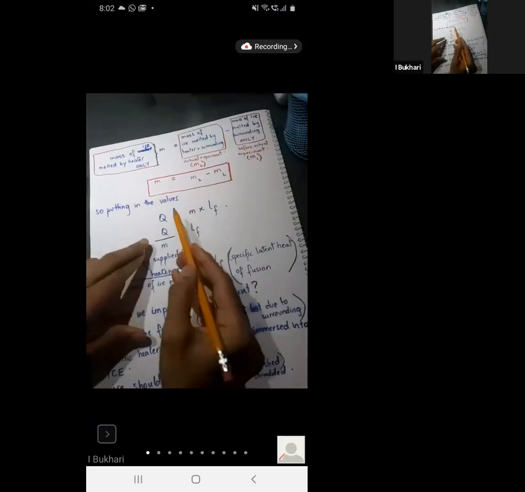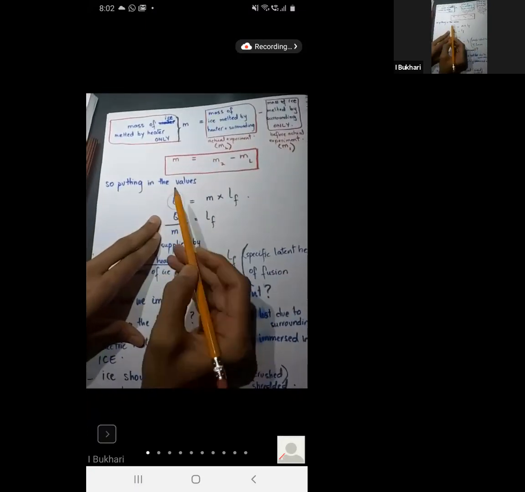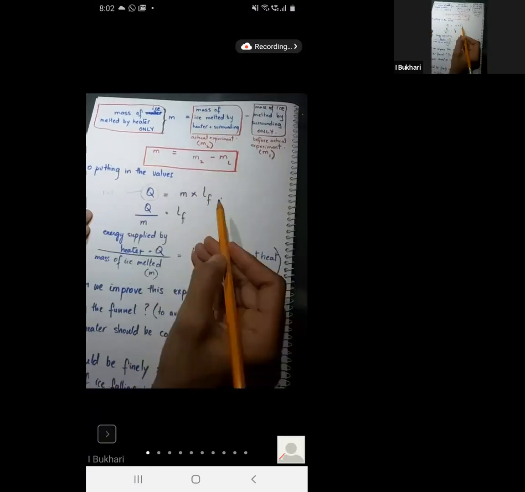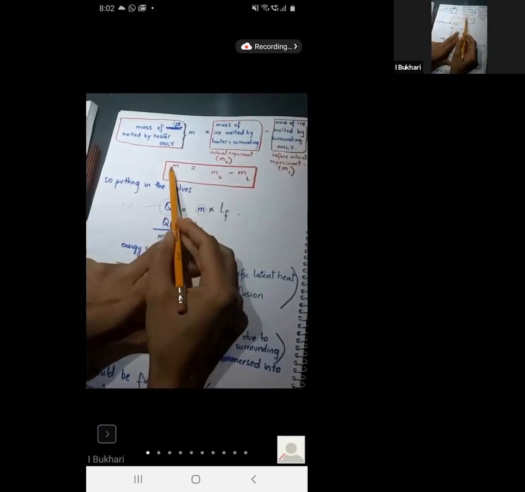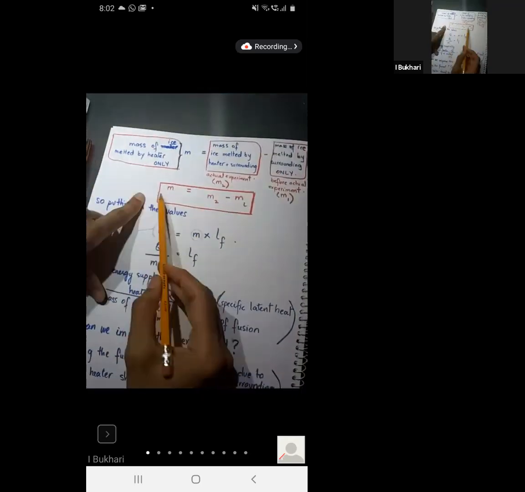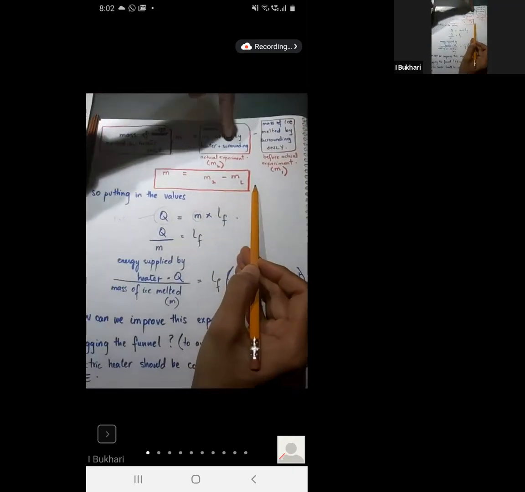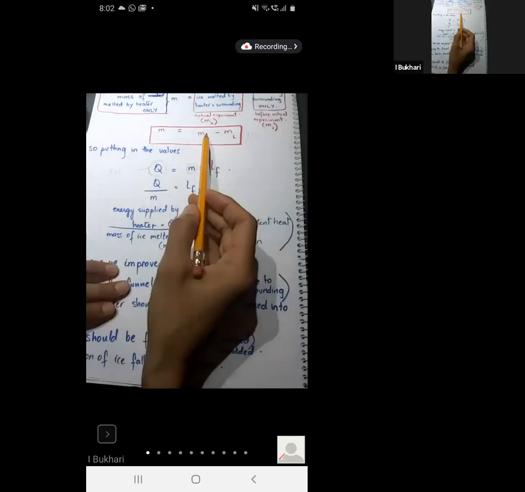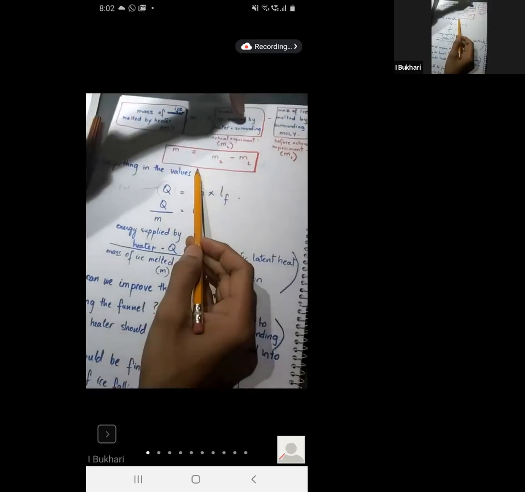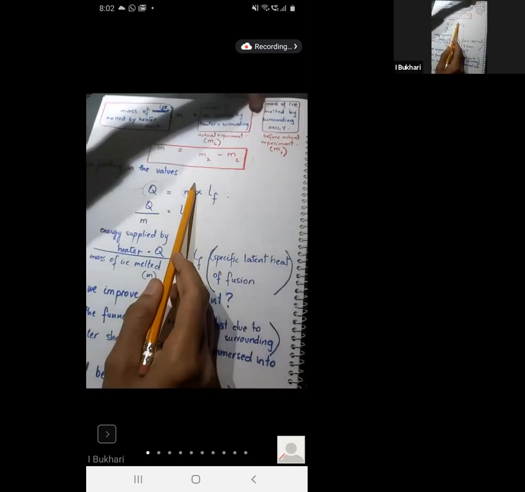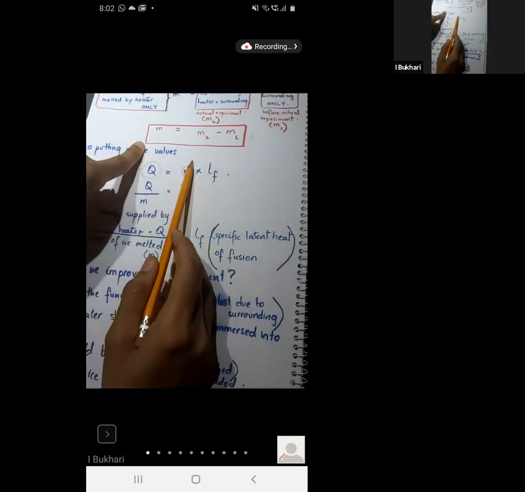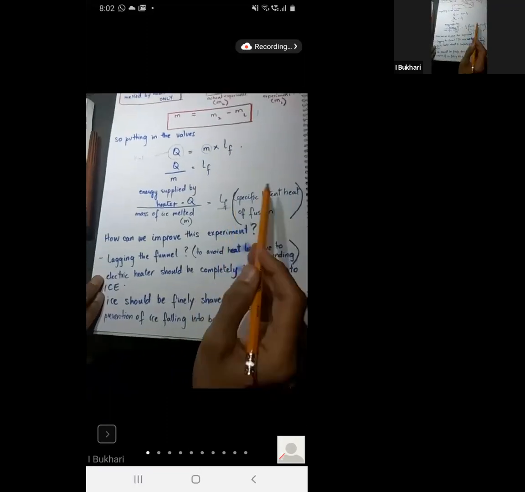Once we know the amount of heat provided by the heater, by multiplying its power by time, and then the mass of water that you calculated, this is the formula: mass of ice melted by heater equals mass of ice melted by the heater plus surrounding, minus the mass of ice melted by surrounding only. The difference would give you the mass of ice melted by the heater alone, right? And then you plug in the values and you can find out the specific latent heat of fusion.